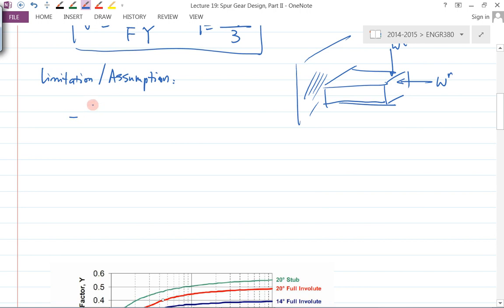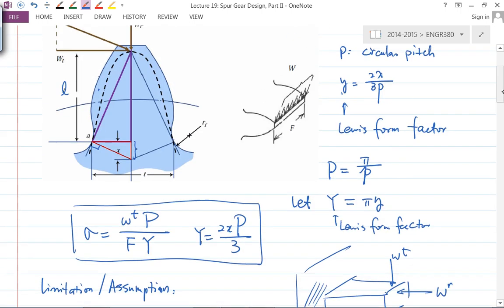So Wr is neglected. But it makes it a more conservative model, which is not bad because as a design, you want it to be conservative a lot of the time. And second of all, the Lewis equation does not consider stress concentration at the root fillet location. So that's another limitation.